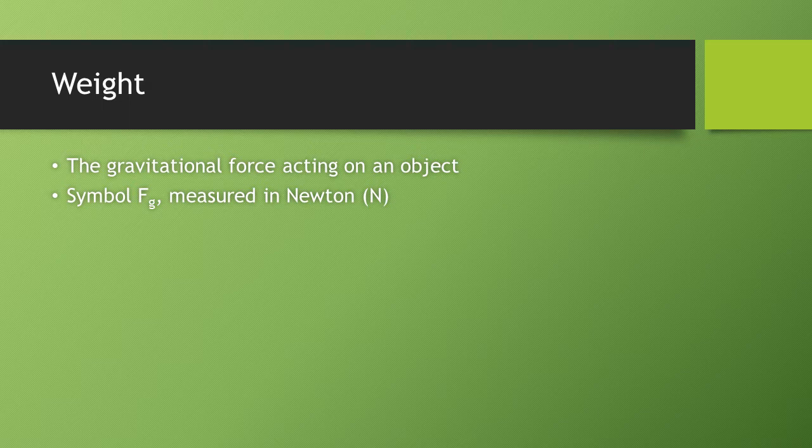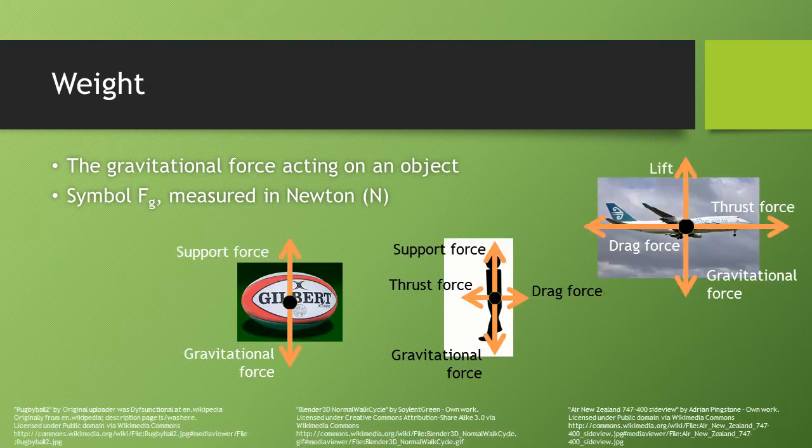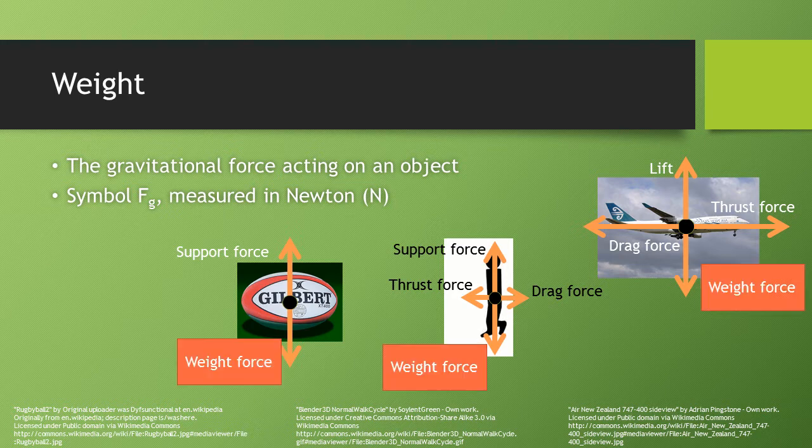Weight, however, is the gravitational force acting on an object. Now we've come across gravitational force before. We know that it's measured in newtons, it's got symbol F because it's a force, and we specifically give it the symbol F(g), meaning gravitational force. In the last video we looked at a whole range of gravitational forces, and we could have just as easily called those weight forces. This is the specific meaning of the word weight in physics. It is the force due to gravity.